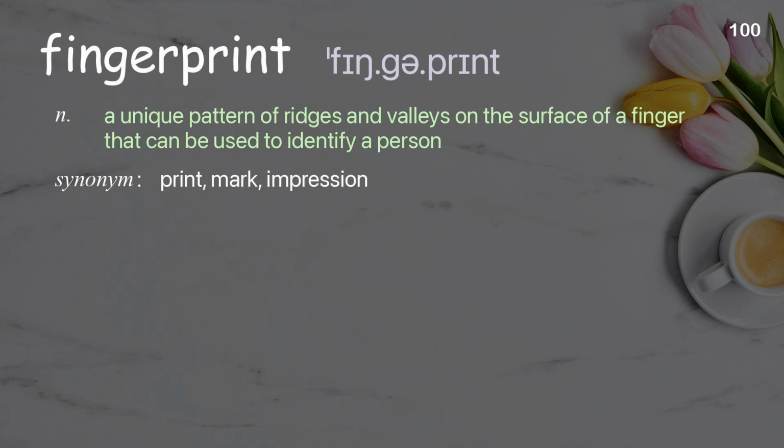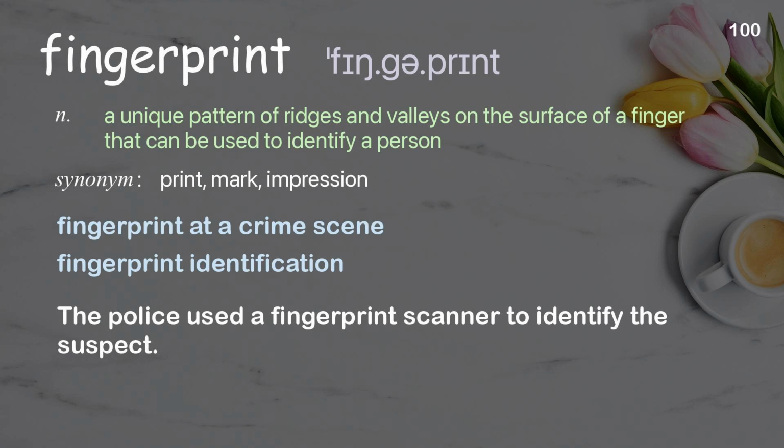Fingerprint: A unique pattern of ridges and valleys on the surface of a finger that can be used to identify a person. Examples: fingerprint at a crime scene, fingerprint identification. The police used a fingerprint scanner to identify the suspect.